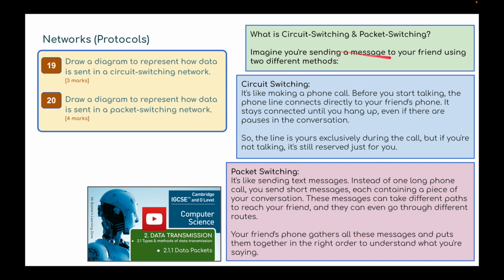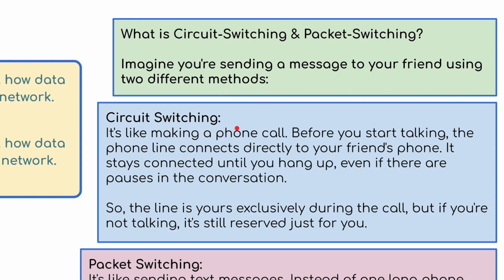So, imagine you're sending a message to your friends using 2 different methods. In circuit switching, it's like making a phone call. Before you start talking, the phone line connects directly to your friend's phone. It stays connected until you hang up, even if you're not talking, if there's a pause in the conversation. So the line is yours, exclusively yours, during the call. But if you're not talking, it is still reserved just in case you want to start talking again.